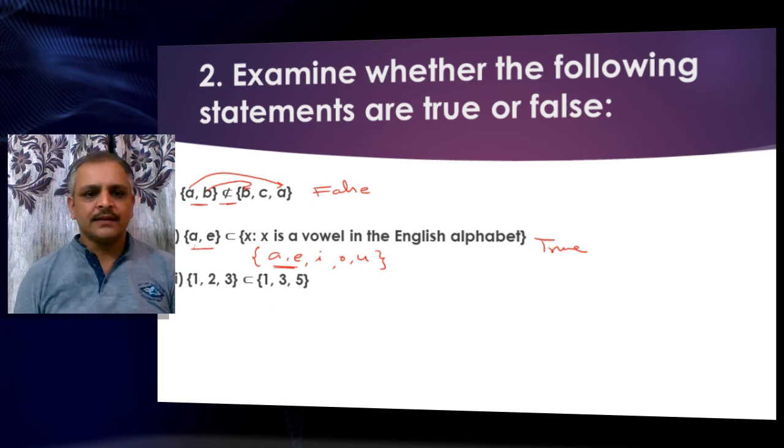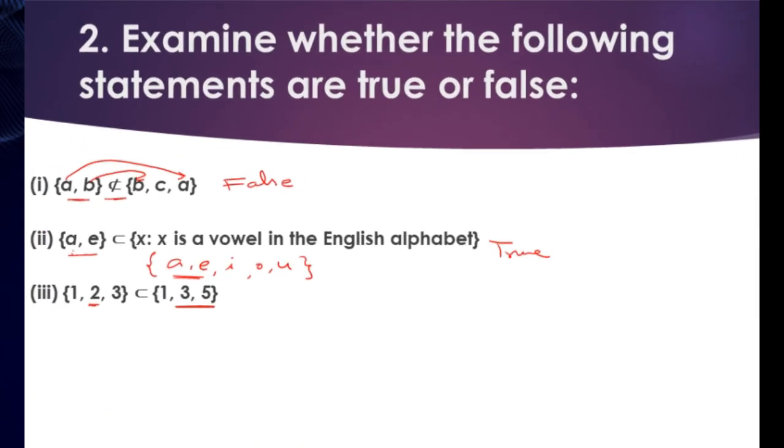Next, 1, 2, 3 and on this side 1, 3, 5. 2 is available on the left hand side but it is not available on the right hand side. It means this set is not a part of this one. So it is a false statement. Set A is a subset of A, B and C. A is available. Yes, it is true.